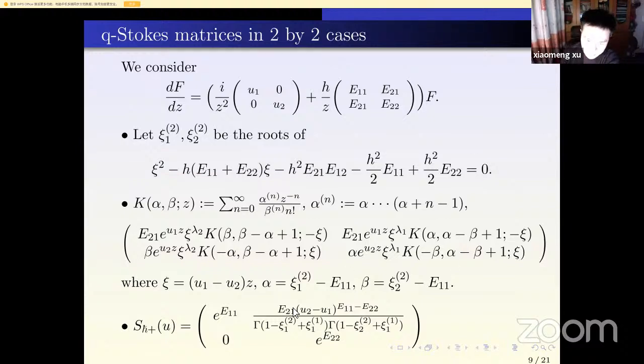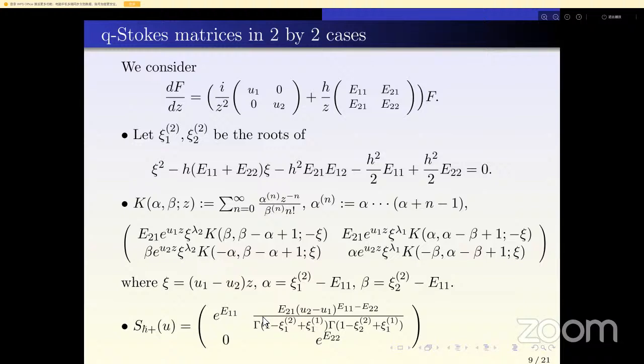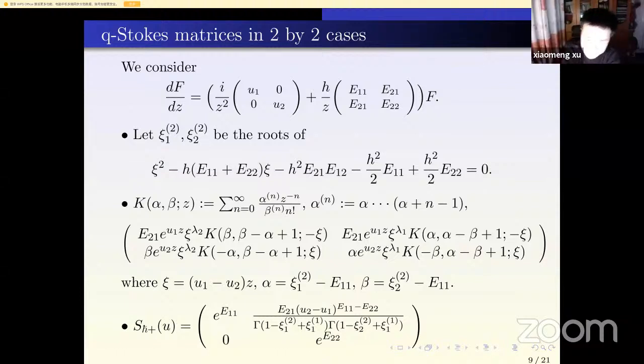But here one should be careful, because in the second entry of the Stokes matrix, this E21 doesn't commute with other elements. So here we should always keep E21 ahead. The C1, C2 are the two roots. They are elements in where? In UG, the universal enveloping algebra, right? To be more precise, they are not, but they live in some field splitting extension.